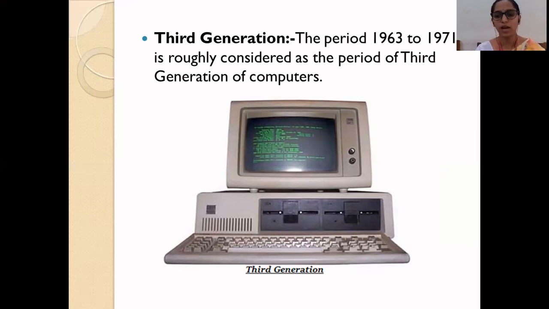The third generation computer was developed based on ICs. ICs means integrated circuit technology.